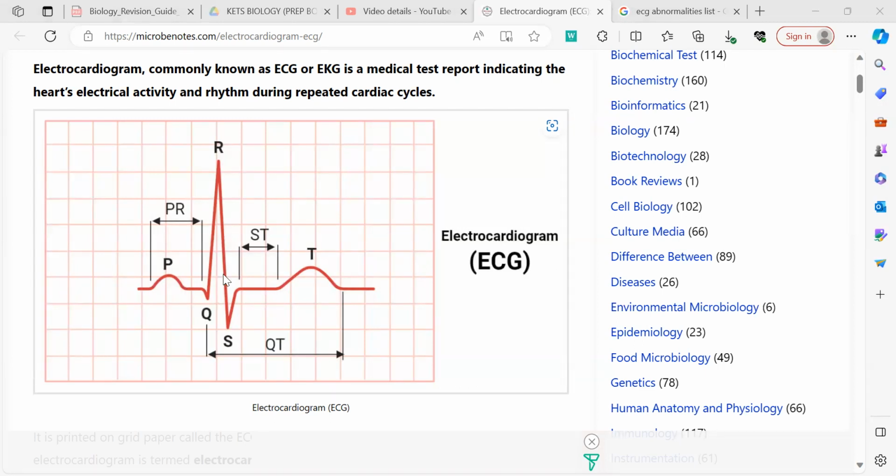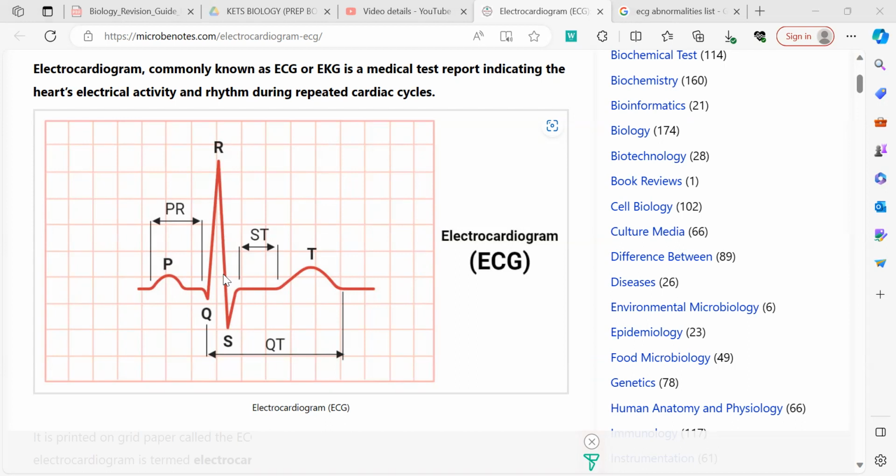The normal heart rate of a healthy adult ranges from 70 to 100, and an extremely slow heart rate is lesser than 40, whereas above 100 is signified as increased heart rate, or tachycardia. Now, the most common abnormalities of ECG are ventricular fibrillation, atrial fibrillation, supraventricular tachycardia, and arrhythmia. These will be covered in future videos.